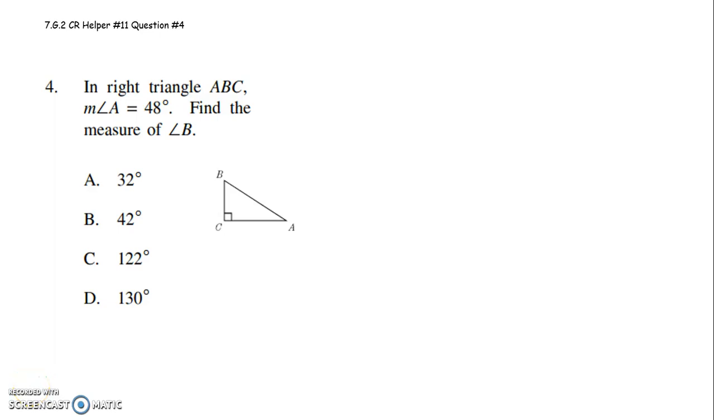All right, 8th graders, this is to help you with question 4 on CR 11. It says in the right triangle ABC, the measure of angle A is 48 degrees. Find the measure of angle B. Okay, so here's angle A, and they're telling us that that angle right there is 48 degrees. They're looking for angle B.